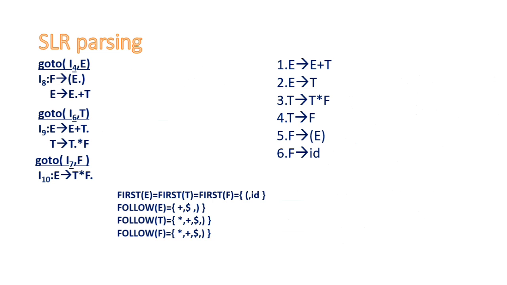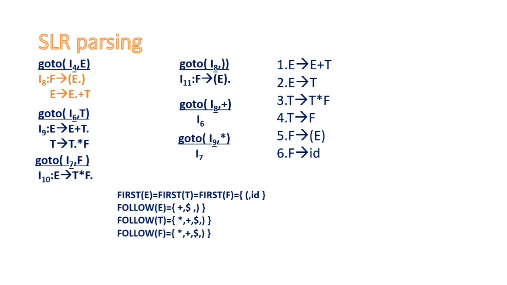Now I8, and in I8 you have close brackets. Dot is before a close bracket. We have to process that. So goto of I8 comma close brackets will be resulting in F tends to open brackets E close brackets dot. So that is I11. And goto of I8 comma plus will be resulting in I6. Now I9 comma star will be resulting in I7. And there is no need to process this one because the dot is at the end. No need to take this production, dot is at the end.